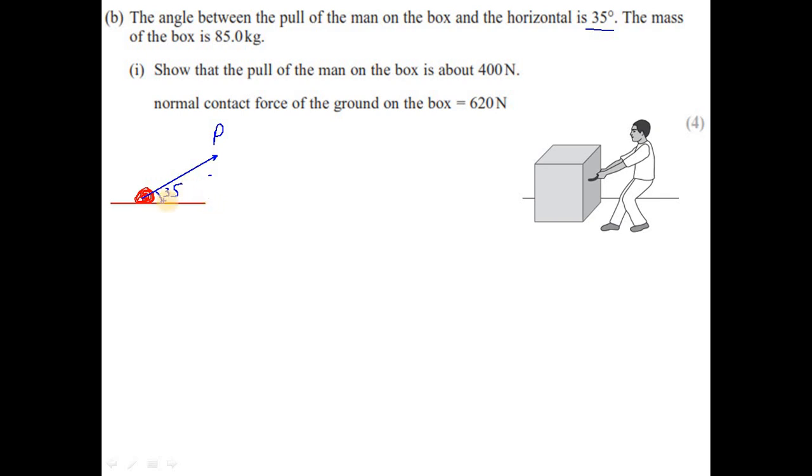And remember, whenever some vector makes some angle with the horizontal, we must resolve the vector into its components. So you can say that I have one component which is called the vertical component or opposite component, and the other one is the horizontal component.